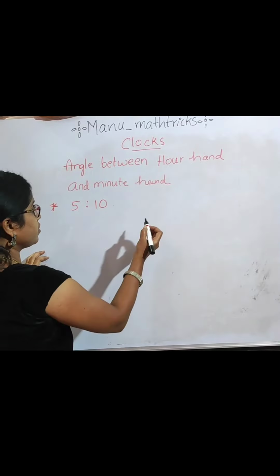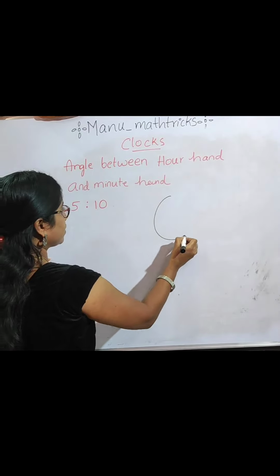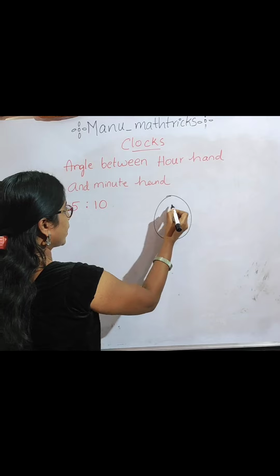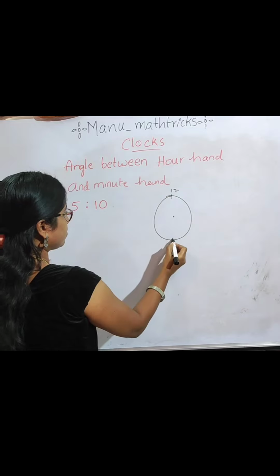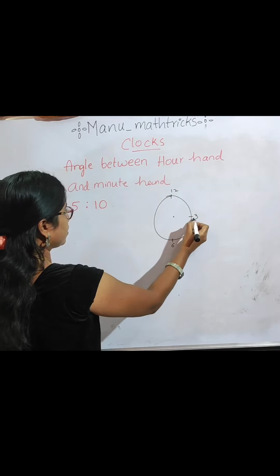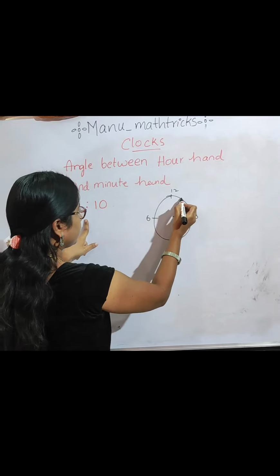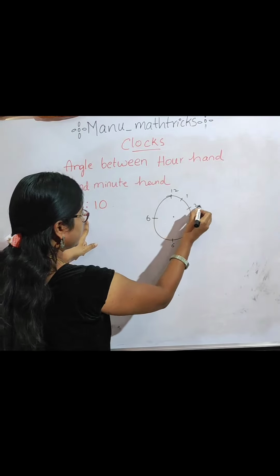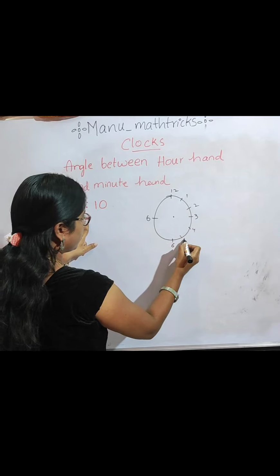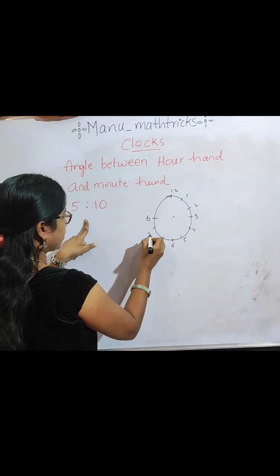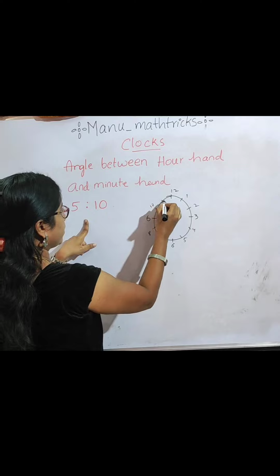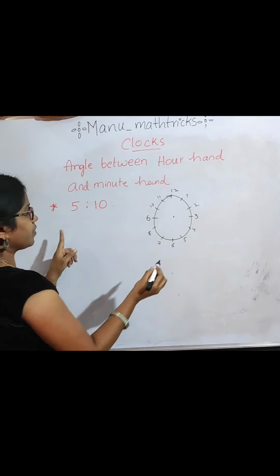Now let us understand with an example. The time is 5:10. Now let us draw a clock and mention 12, 6 and 3 and 9. Sorry, I have written 6, consider it as 9. Now mention 1, 2, 4, 5, 7, 8, 10, 11. These are the hours in the clock.